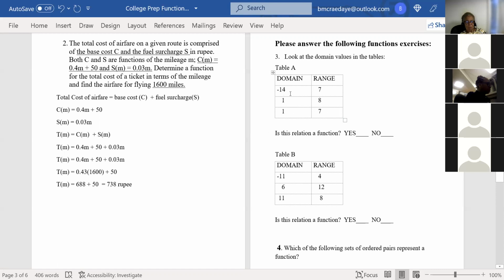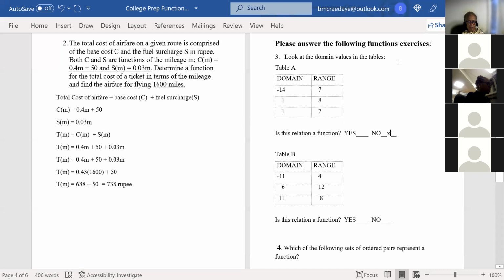So is this relationship a function, Latoya? No. No is correct, but why? Does it have more than one domain? Well, yes, it has the same domain connected to two ranges. Right. Because you have an X of 1 to 8 and you have a 1 to the 7. If you put a 1 here, it can only be connected to one range, not two. That makes it not a function.